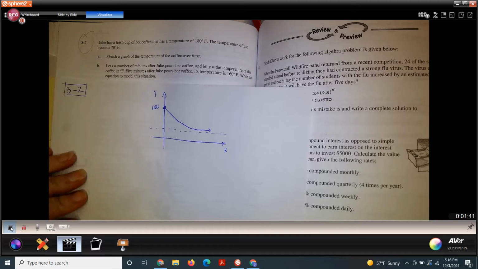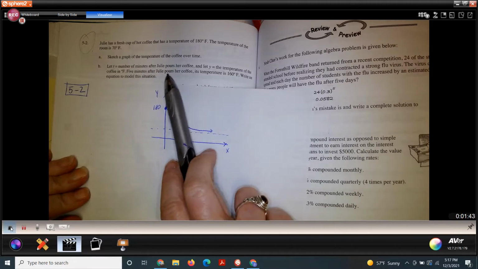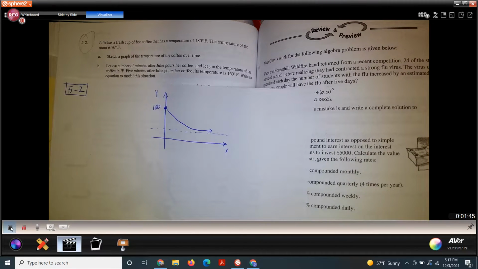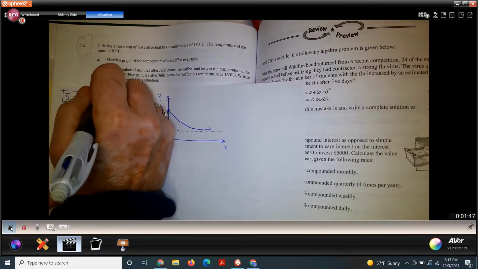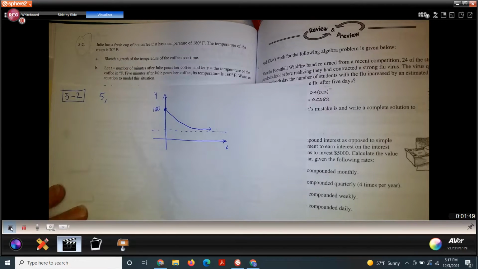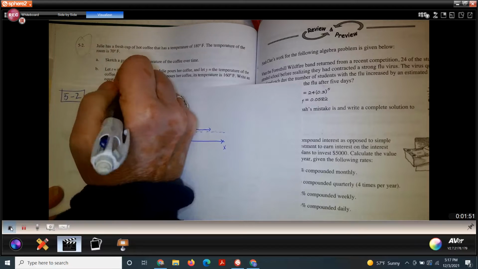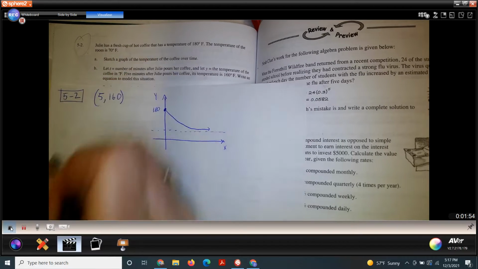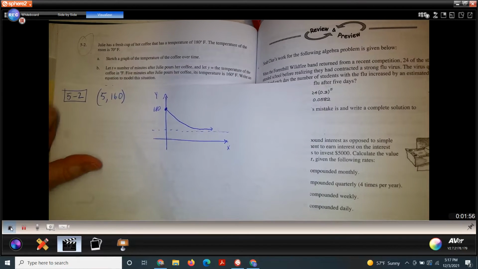5 minutes after Julie pours her coffee, the temperature is 160. So get used to this. I'm going to write that as an ordered pair. 5 minutes after she pours the coffee, it's 160. Okay, that's going to be useful to us.